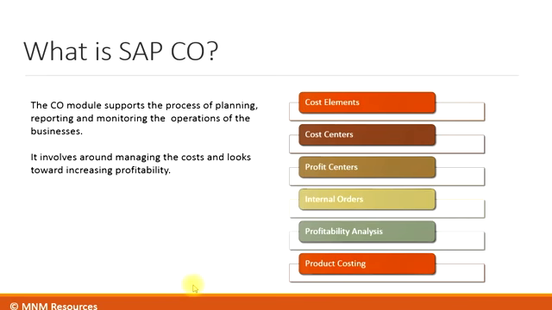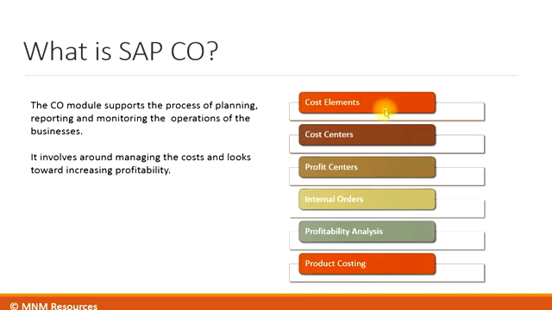Let's look at the SAP CO module. The CO module supports the process of planning, reporting and monitoring the operations of the business. It mainly looks at managing the costs. Whereas we saw the FI module looks at the transactions of an organization, the CO module's focus is to manage the costs and looks at increasing the profitability.